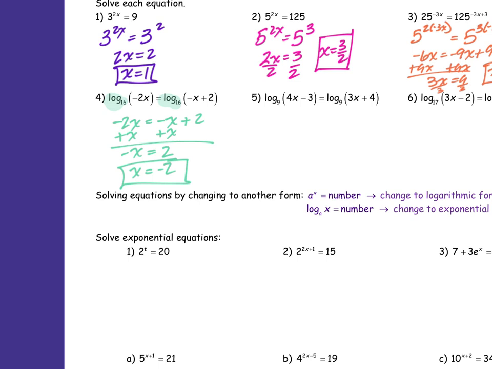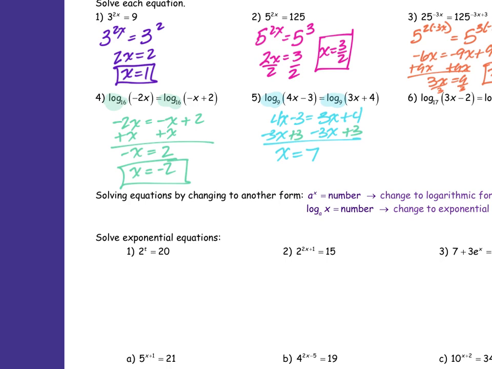And my bases are the same again. I've got log base 9 and log base 9. So I would have 4x minus 3 is going to equal 3x plus 4. So subtract 3x and add 3. So I get x equals 7.